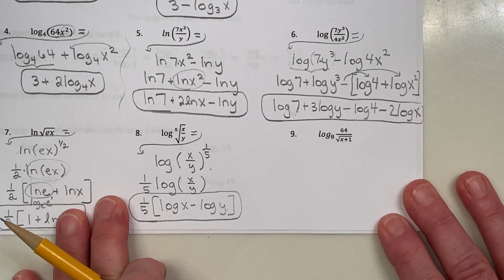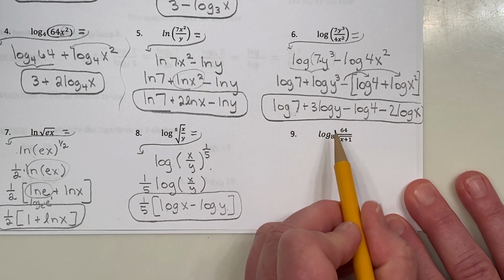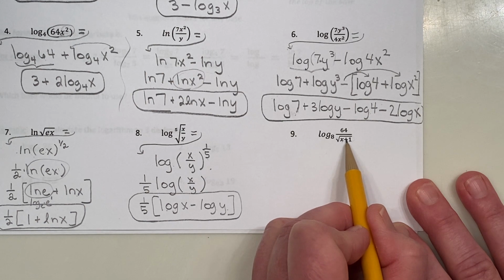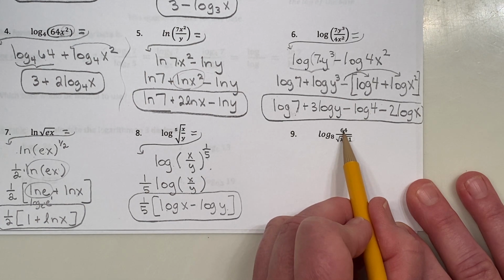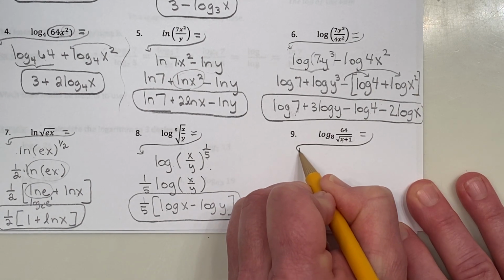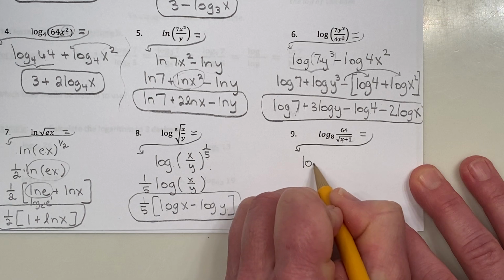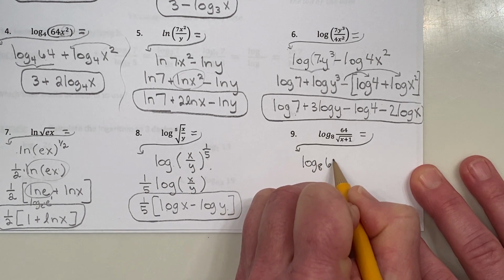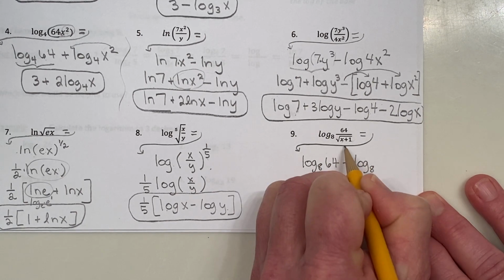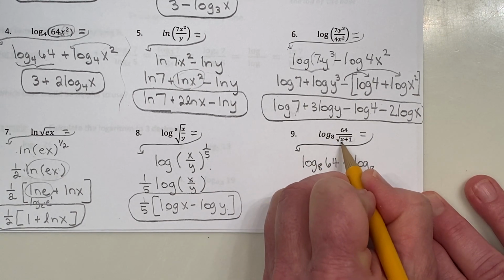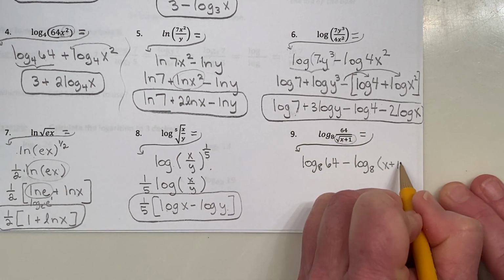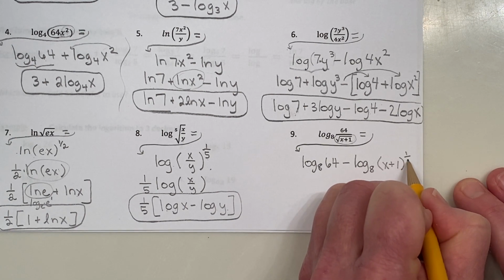Okay, number 9. Log base 8. Notice we have the square root only on the denominator. That 1/2 power will only apply to x plus 1. The 1/2 power does not apply to 64 because 64 is not underneath the square root. Let's go ahead and do the quotient property first. Log base 8 of the numerator minus log base 8 of this denominator. I'll probably go ahead and do another step here and change x plus 1 under the radical to quantity x plus 1 raised to the 1/2.